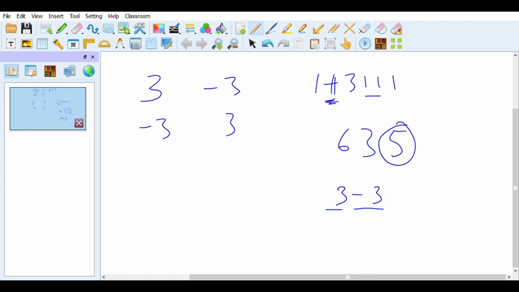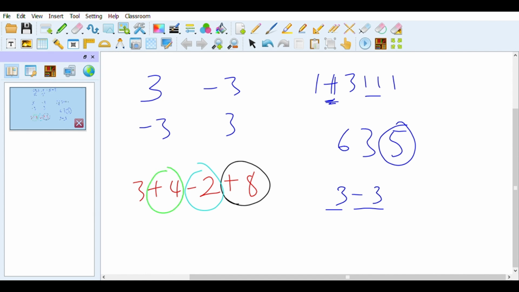So if we have 3 plus 4 minus 2 plus 8, then what that means is that this is a plus 8, this is a minus 2, and this is a plus 4.